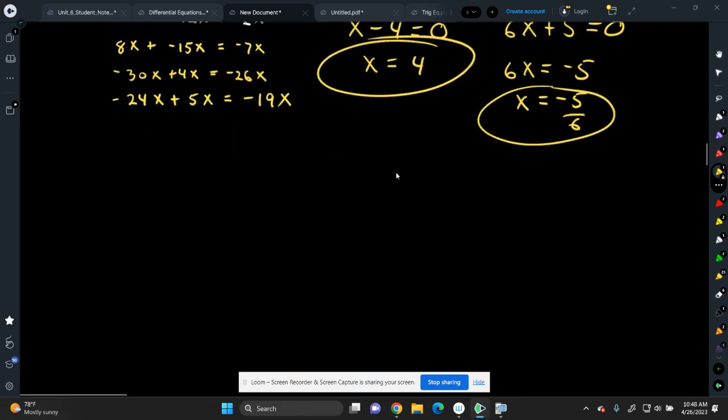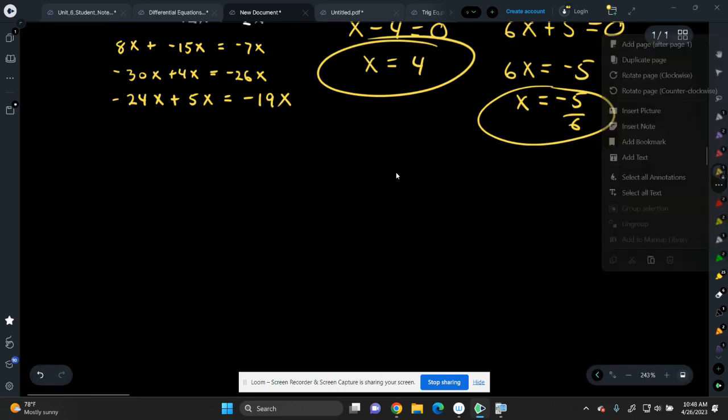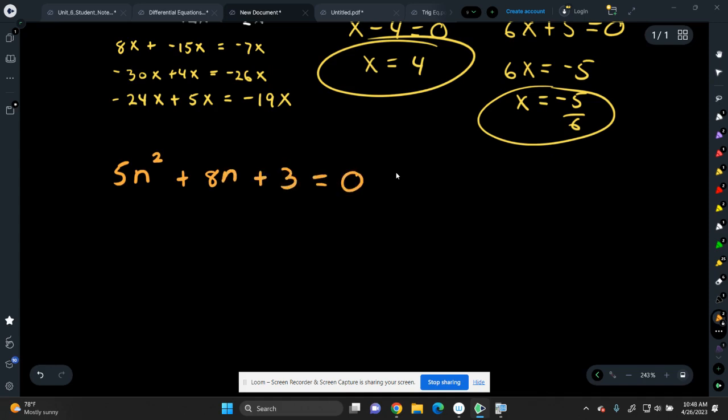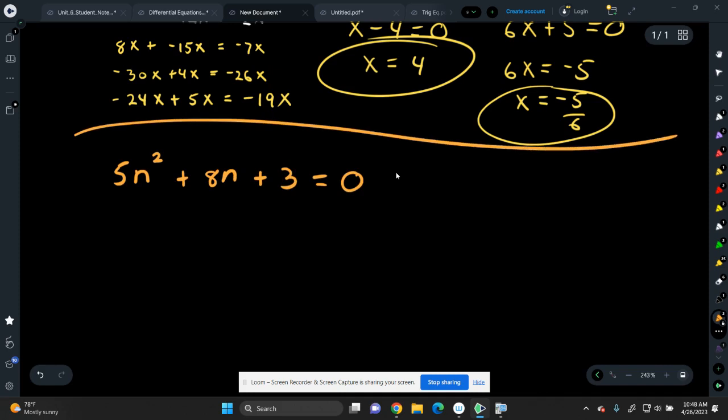Okay, here's one more. Let's do 5n squared plus 8n plus 3 equals 0. Okay, do that one on your own.